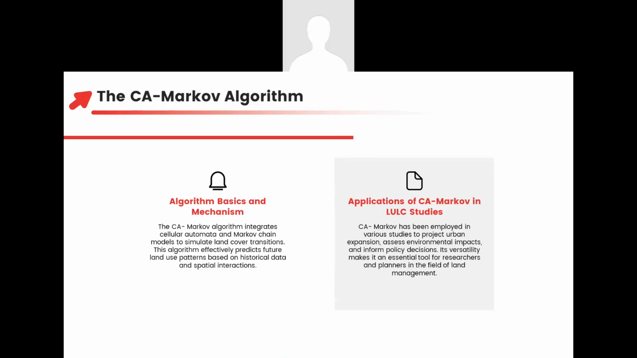As for applications in LULC studies, CA-Markov has been employed in various studies to project urban expansion, assess the environmental impact, and also inform policy decisions. Its versatility makes it an essential tool for researchers and planners in the field of land management.